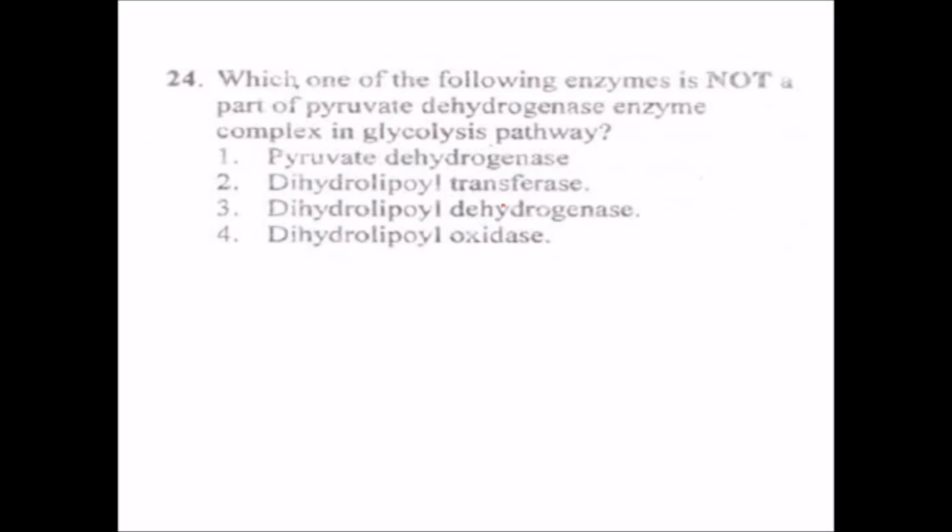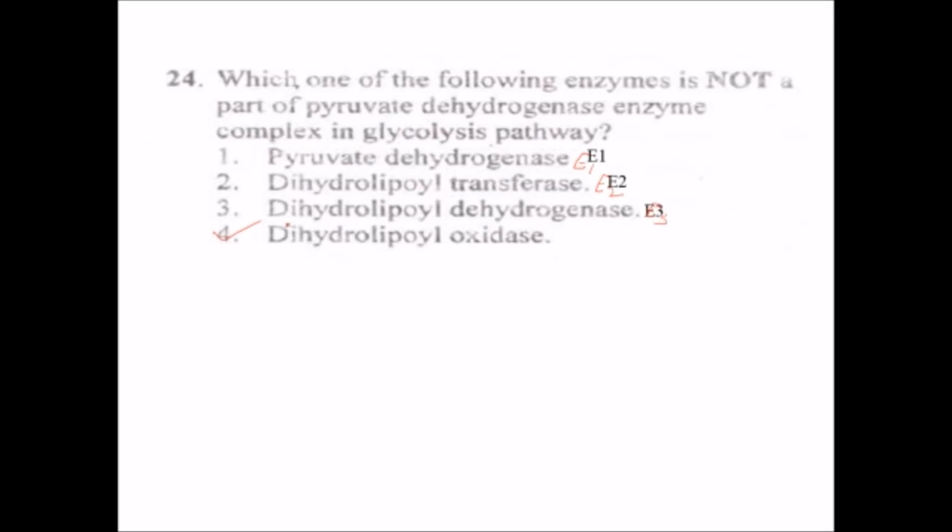The question is, which one of the following enzymes is not part of the pyruvate dehydrogenase enzyme complex in the glycolysis pathway? The first 3, pyruvate dehydrogenase, also designated as E1, dihydrolipoyl transferase, designated as E2, and dihydrolipoyl dehydrogenase as E3, are used during the dehydrogenation of pyruvate after glycolysis, and then it will enter into the Krebs cycle. So the only enzyme which is not used is dihydroxylipoyl oxygenase.